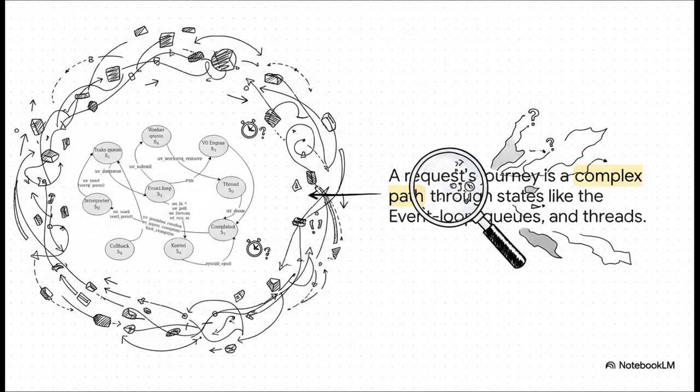And this diagram shows you just how chaotic it gets. A request doesn't just run in a straight line. No way. It gets bounced over to the event loop, tossed into different queues, handed off to worker threads, and it talks to the kernel. A slowdown could happen in any of those steps. And from the perspective of our code, we wouldn't see a thing.